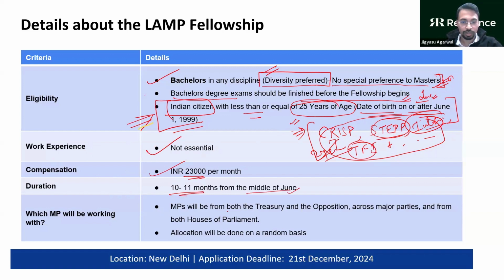Which MP will you be working with? Any MP can be assigned to you. It can be from the treasury or the opposition, from any major political party, from any house of Parliament.